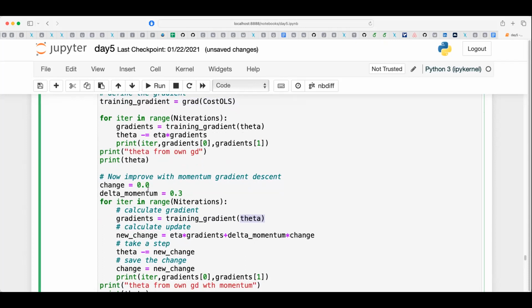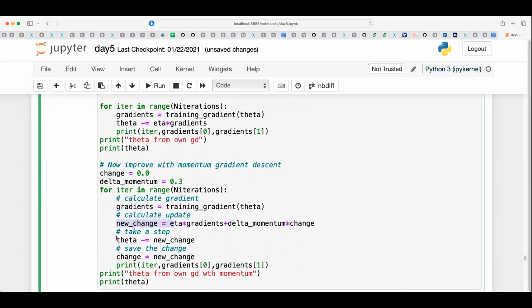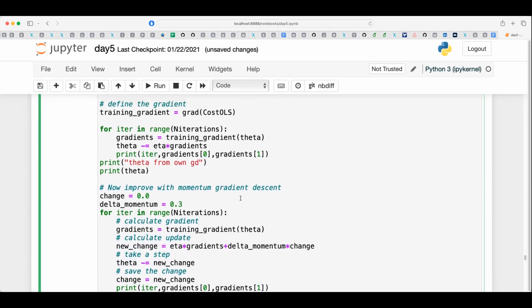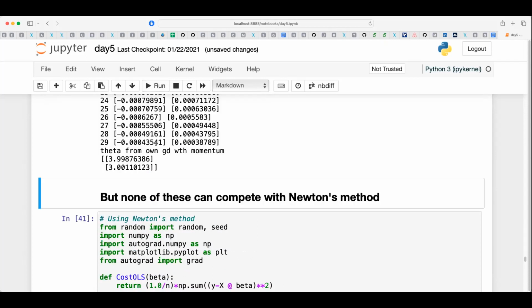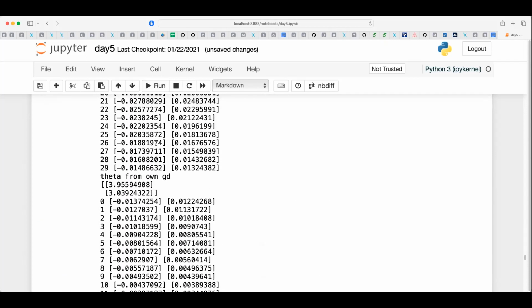And I have this momentum parameter, which is 0.3 here. And this is the new change which I take. This is the eta times the gradient plus this delta times change, which is the previous value plus the new one. And then I update theta with just this minus the new change. And then the change is the new change, and that keeps being iterated here. If I run this code with and without momentum, you can look at some of the output now.